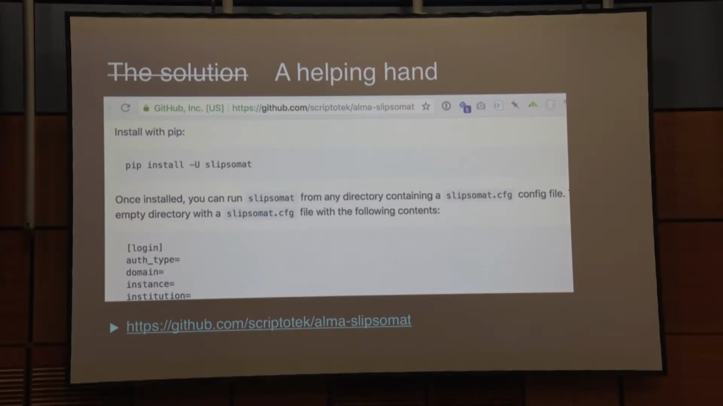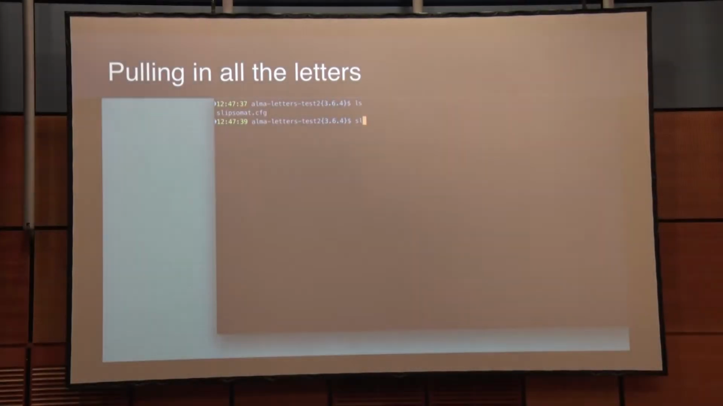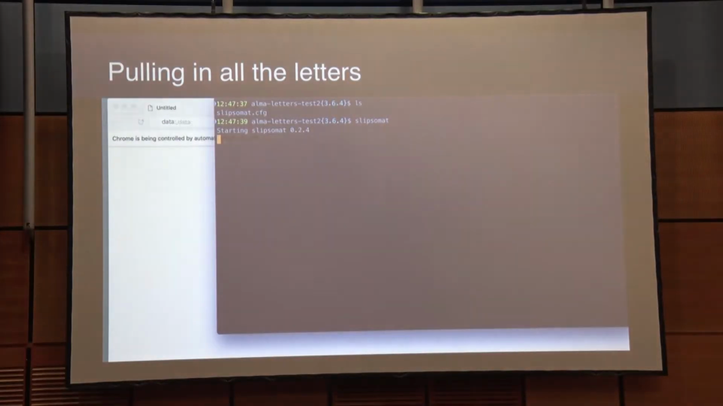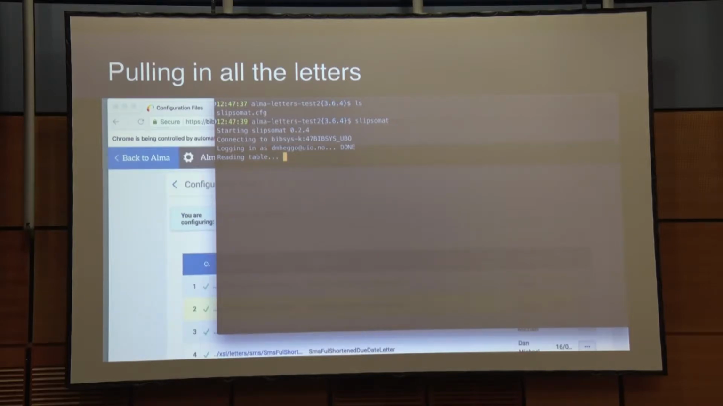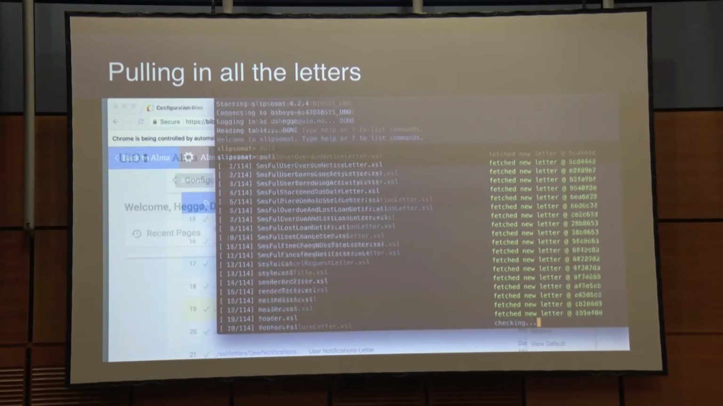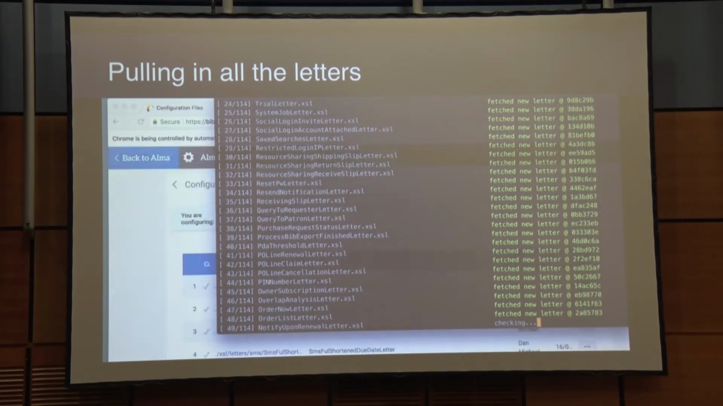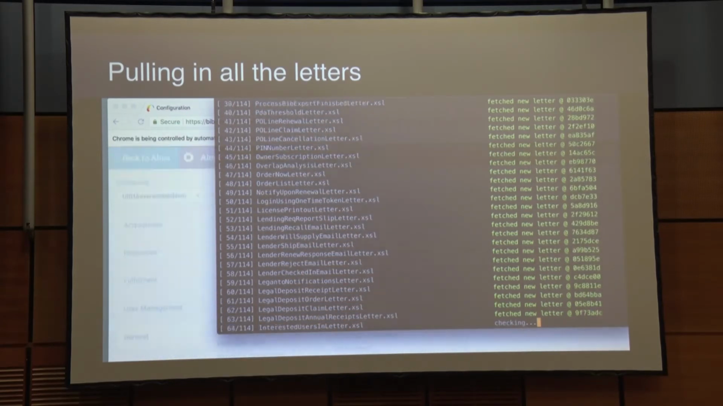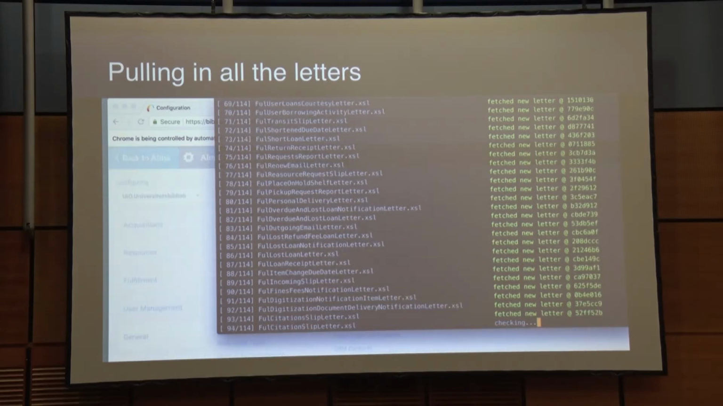And then when you have set up the configuration file, you can start the command. I didn't dare to do this live, and it also can be a bit slow sometimes. So I run the slipsomat command, and it uses Selenium to automate the communication with the browser. And then I have the pull command that pulls in all the letters. And this takes a lot of time, so I speeded up the video to get us through this. So yeah, this is what happens when you don't have an API.